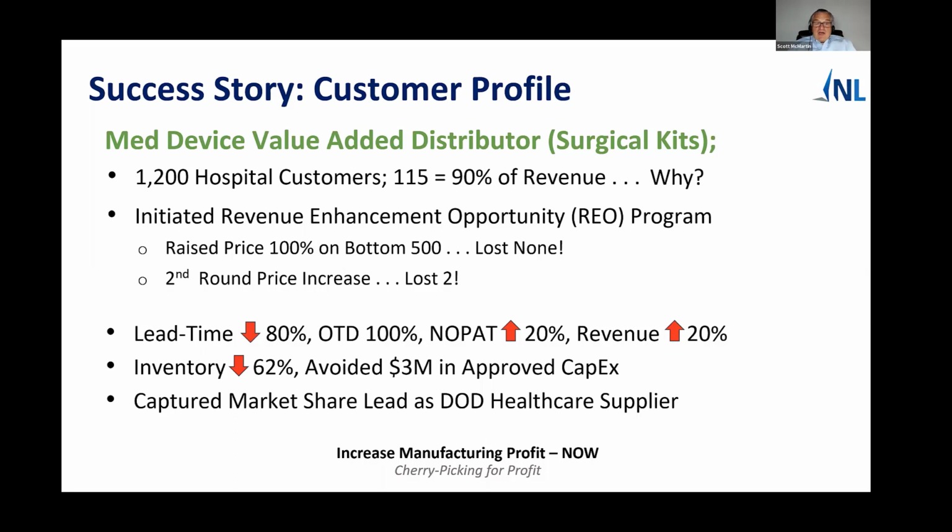But in addition to that, lead times were dropped by 80%. On-time delivery performance went up from barely 50% to 100%. Net operating profit increased by 20%. Revenue increased by 20%. Inventories overall dropped 62%. And what was really kind of interesting here was the company had previously approved a $3 million material handling capital investment.